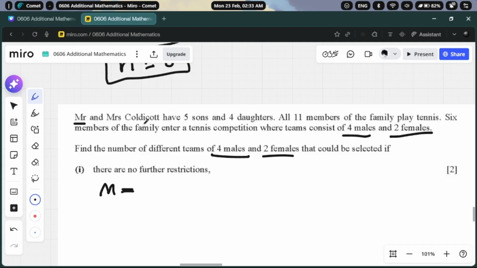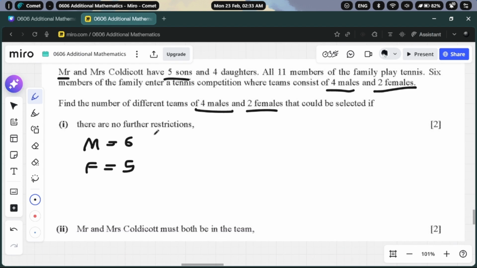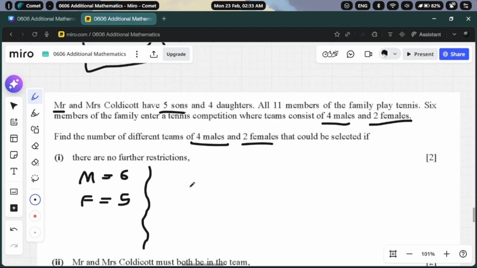You have Mr. Goldicott, then you have 5 sons, right? So that would be 5 plus 1, which would be 6 males. And for females, you have Mrs. Goldicott plus 4 daughters, so 5 females. Now that would mean you're selecting 4 out of 6 objects, so 6C4 times 5C2, which would be equal to 150, which is the right answer.